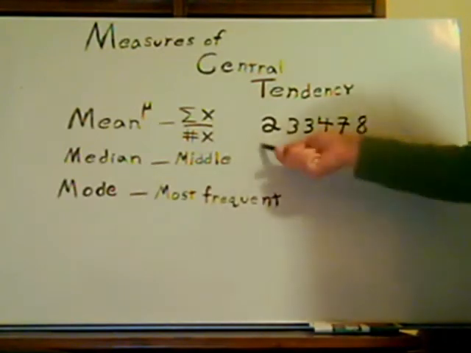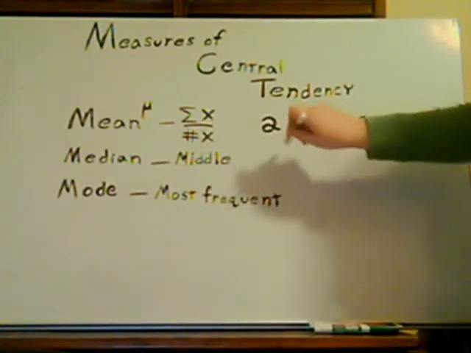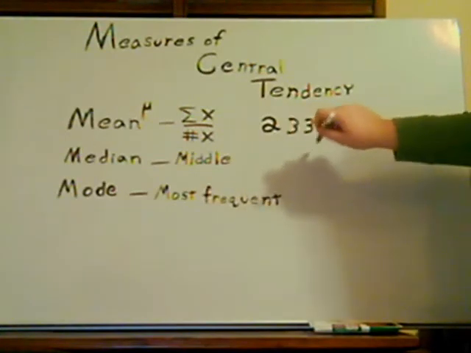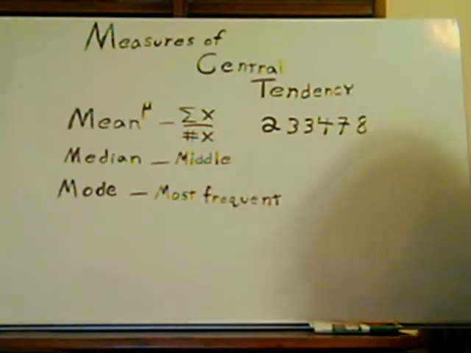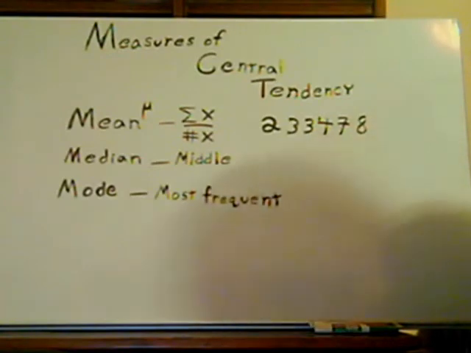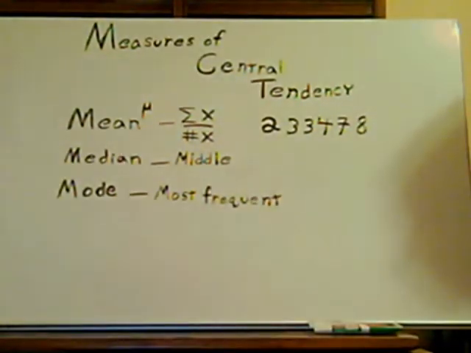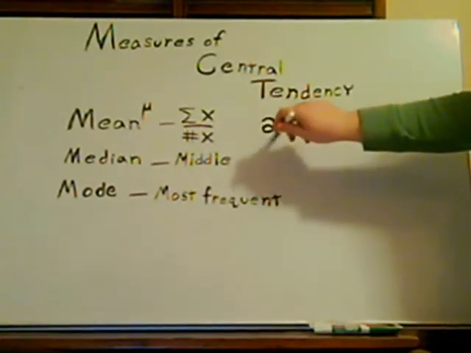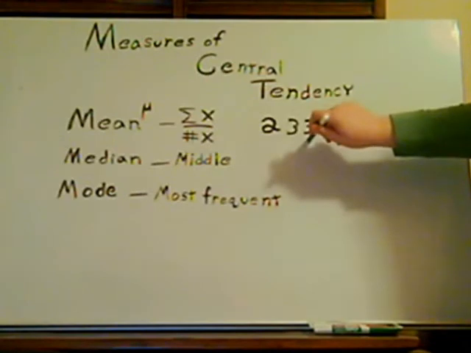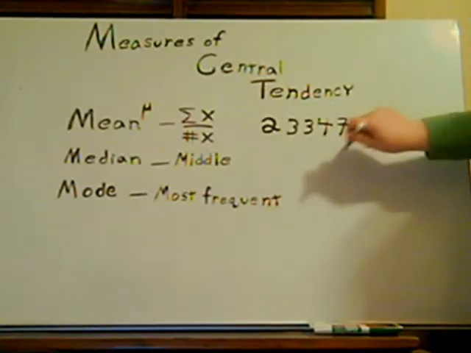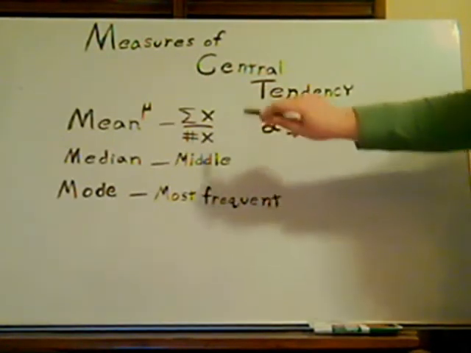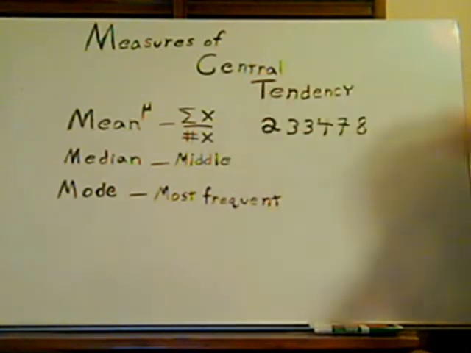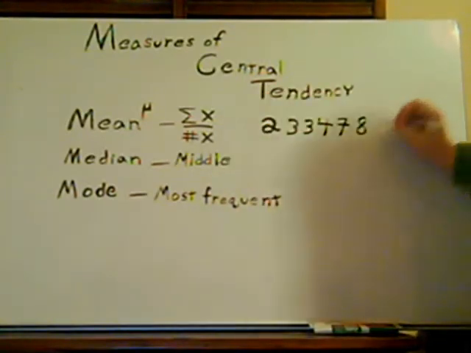So let's take an example. Right here we've got 2, 3, 3, 4, 7, and 8. What's the mean of that? Go ahead, work it out on paper. You got it? Well, let's walk through here. We got 2 plus 3 plus 3 plus 4 plus 7 plus 8. That comes out to 27. So your sigma of x is going to be 27.